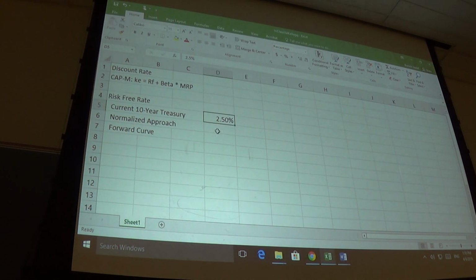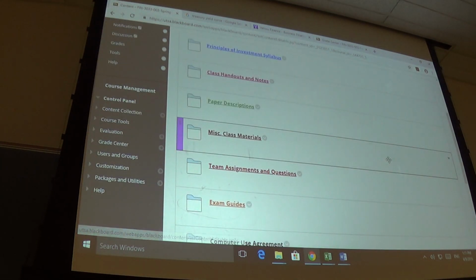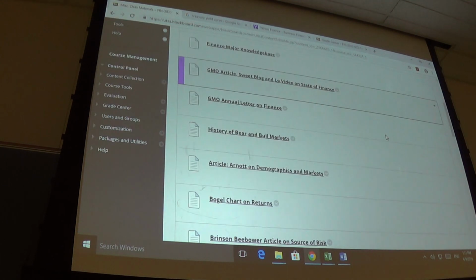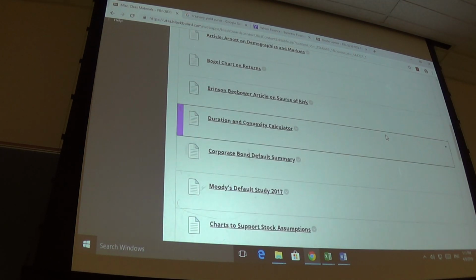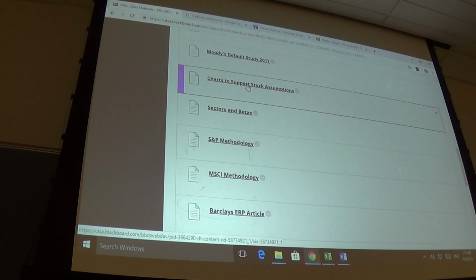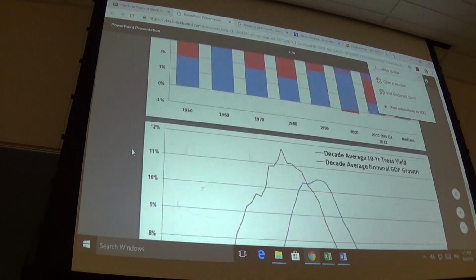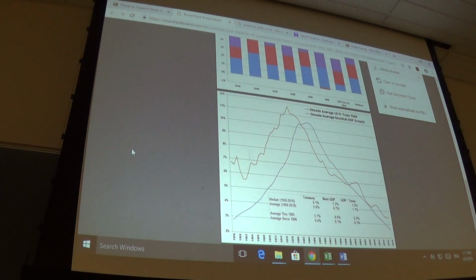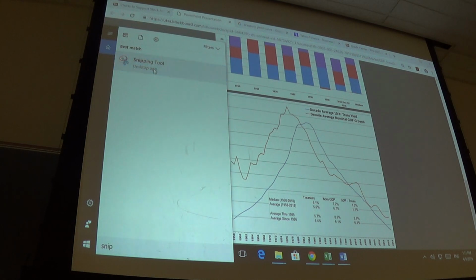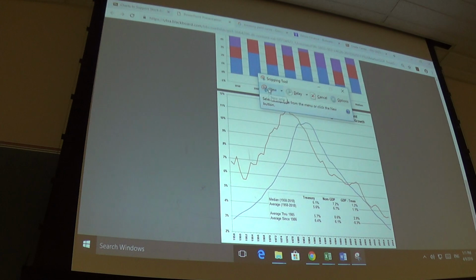So there's one. The normalized approach, I gave you a chart for that. Look under miscellaneous class materials, charts to support stock assumptions, which is what we're doing. You can use several of these charts. I gave you one that shows you, see if I can snip this one in, now that I know how to snip. Where'd it go? There it is.